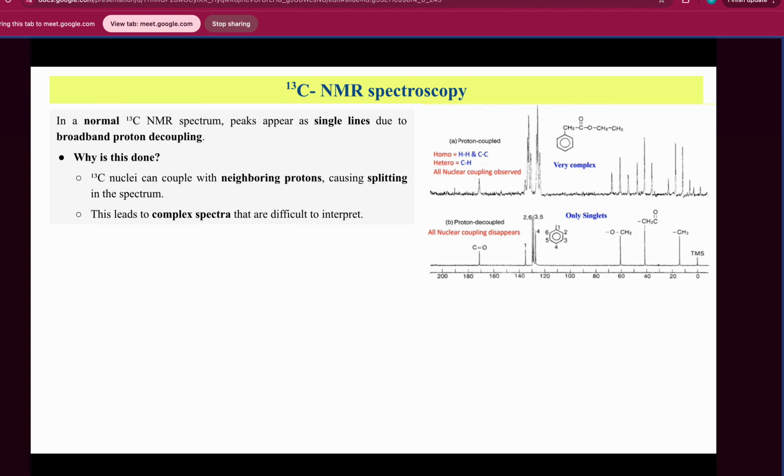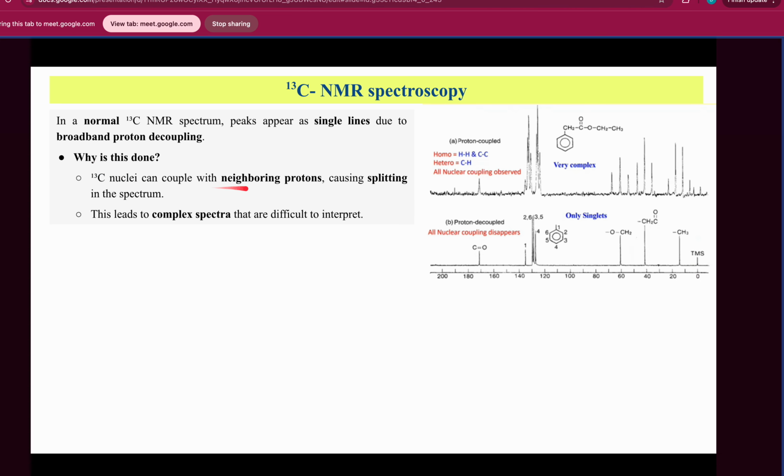Now comes C13 NMR spectroscopy. Till now we were talking about the H1 NMR spectrum. Now comes the C13 NMR spectrum. In this case, peaks appear as single lines and there is no splitting, because in the previous case there was coupling happening, but in this case we'll only see a single peak. And why is it so? Because there is proton decoupling. And why is it done?